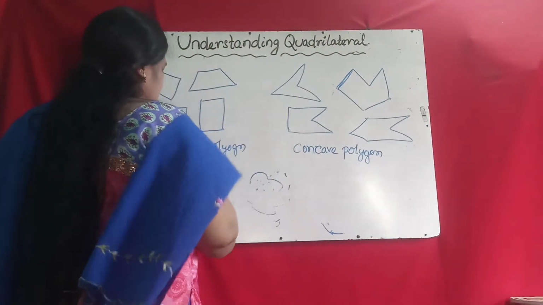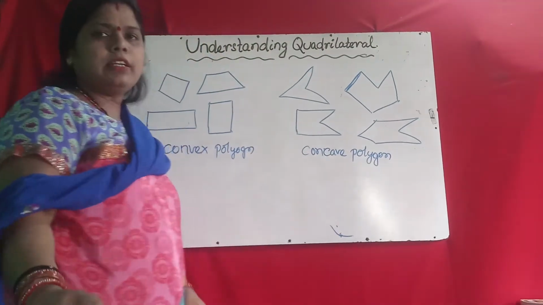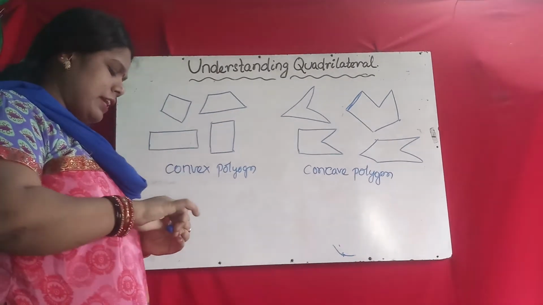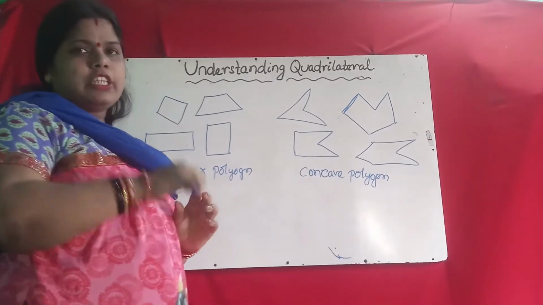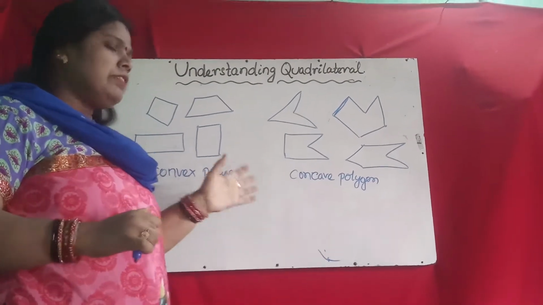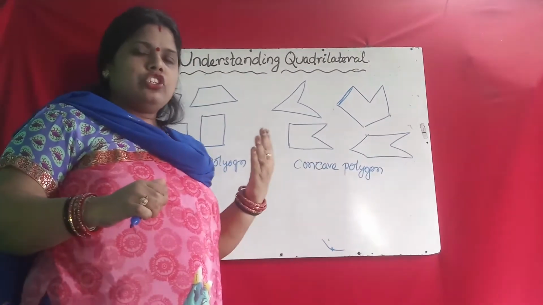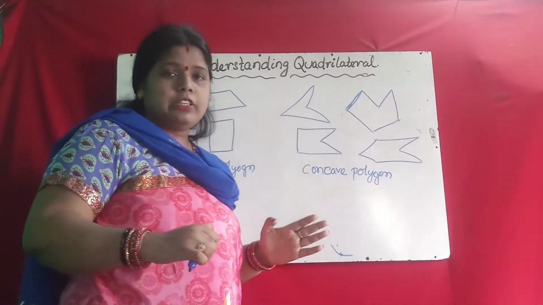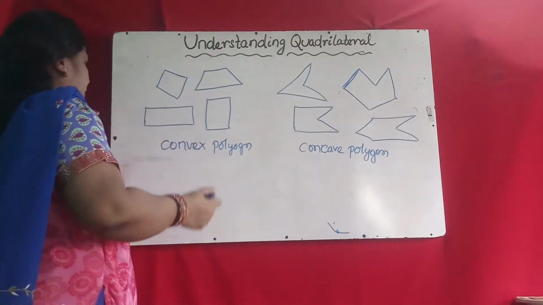Now come to convex polygon and concave polygon. So what are convex polygons and what are concave polygons? A convex polygon means the diagonals are inside the polygon. When you construct the diagonals, if they are inside the polygon, that figure is called a convex polygon. If the diagonals come outside, as I told before, sometimes the diagonals are drawn outside the figure, then that is called a concave polygon. So let's draw diagonals here.